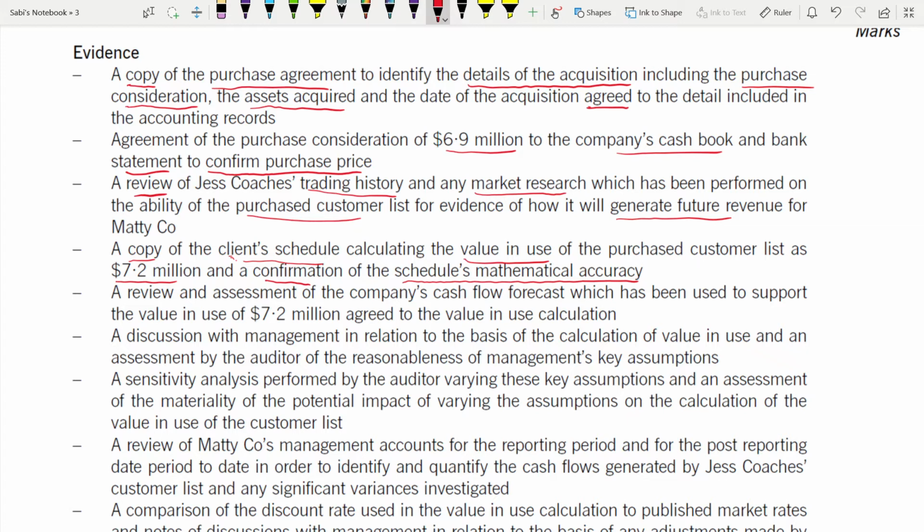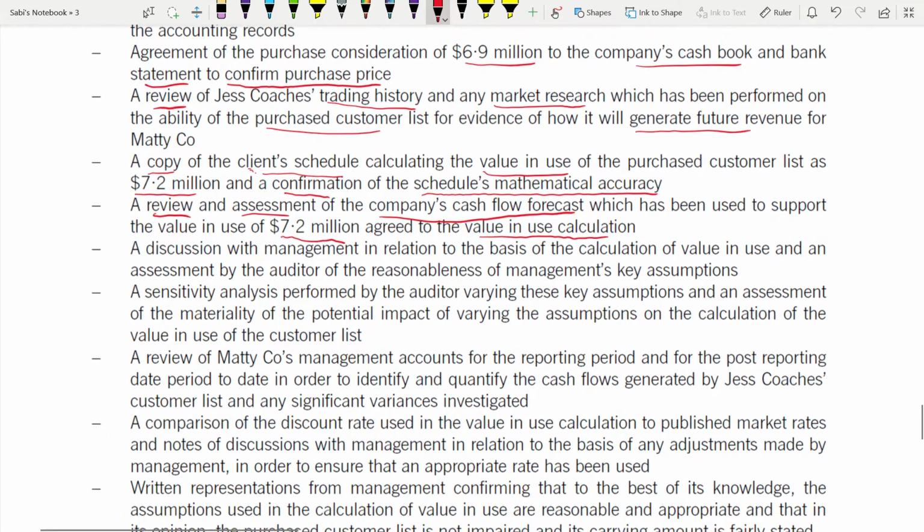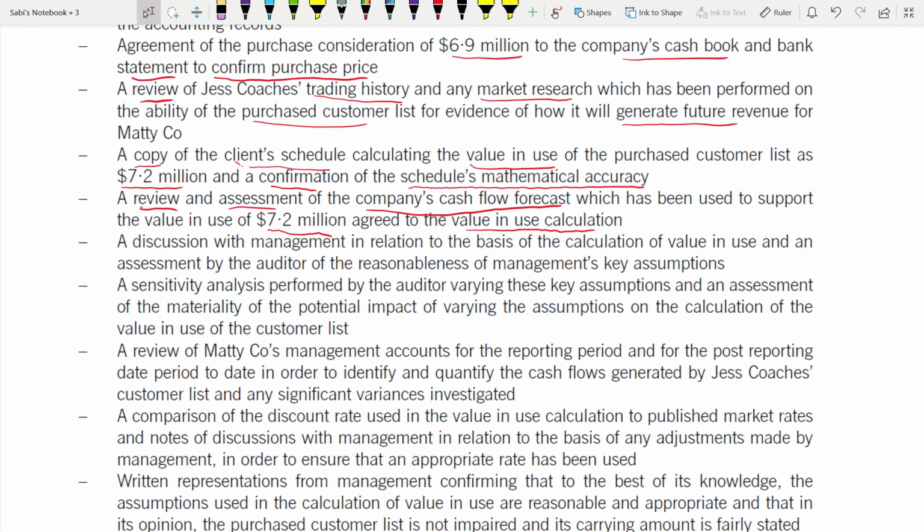Next, so with intangible comes review of impairment loss, all those things, okay? Review and assessment of the company's cash flow forecast. This we had for the first one also, railway services, okay? Because through the cash flow forecast, you will know whether this 7.2 million is correct or not for the value in use calculation. Okay, you can use this as a support for the amount of value in use. How do you calculate value in use? Through cash flow forecast only.